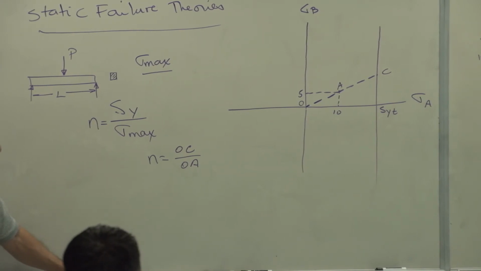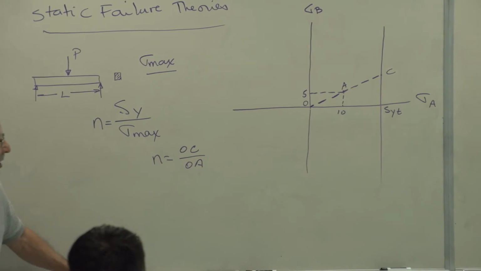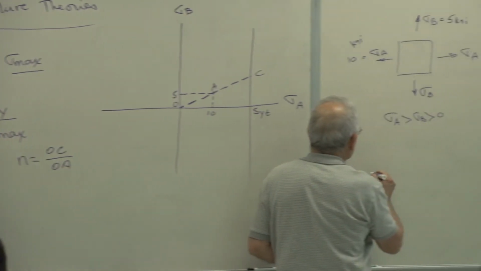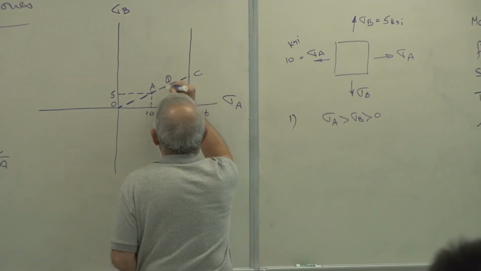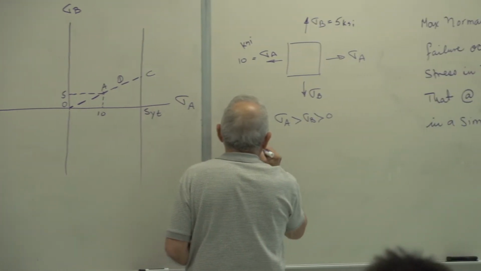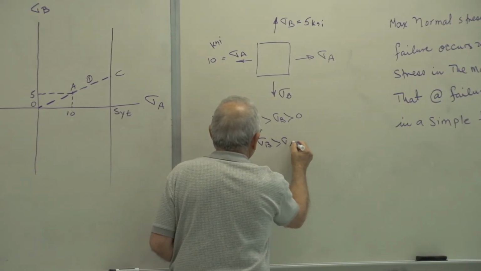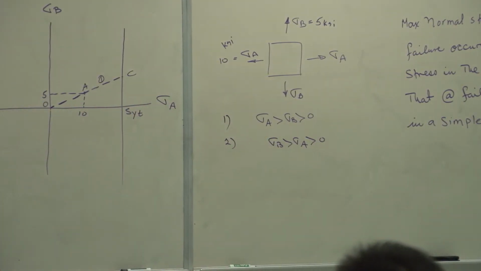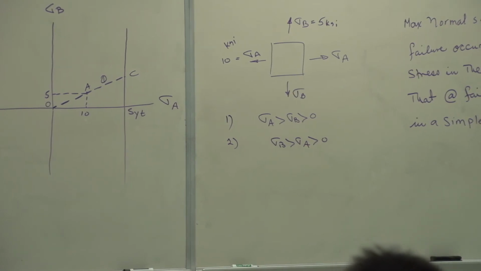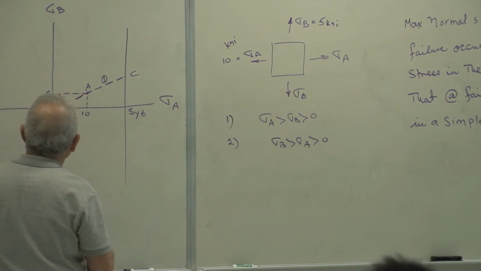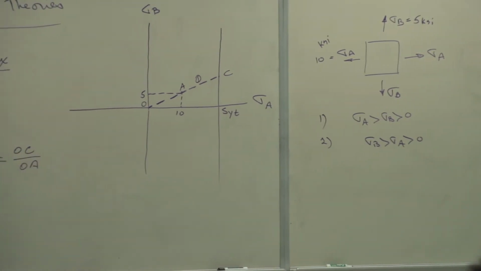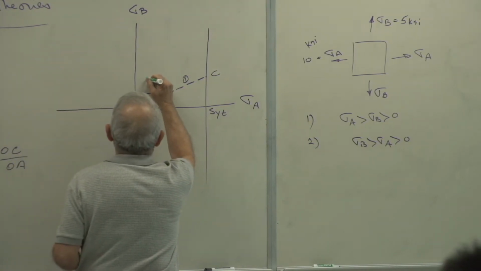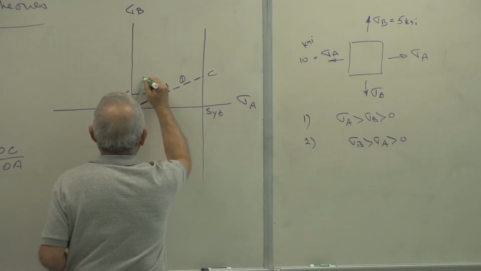Okay. What if this is case 1? This is for case 1. What if sigma B is greater than sigma A is greater than 0? Case 2. Then the point, rather than being plotted here, will be plotted over here somewhere. This is case 2.